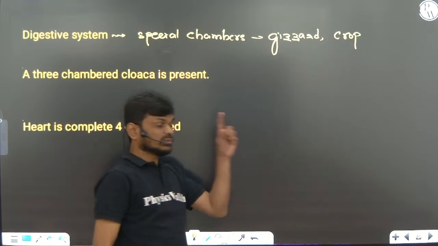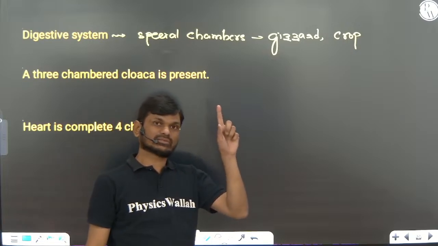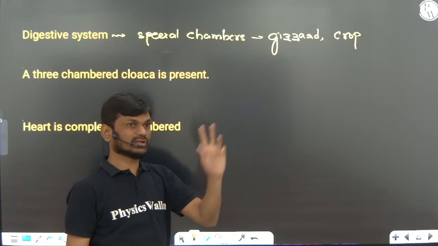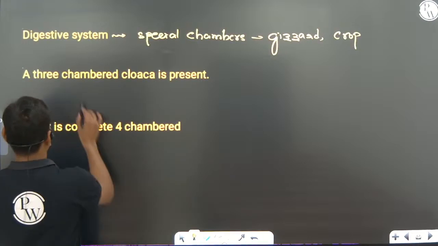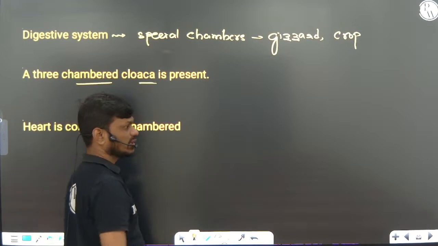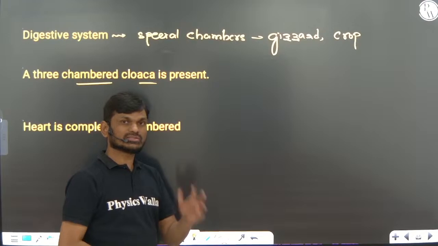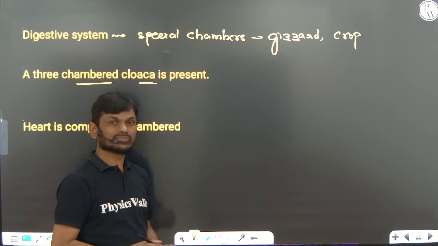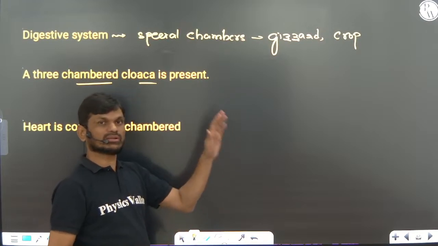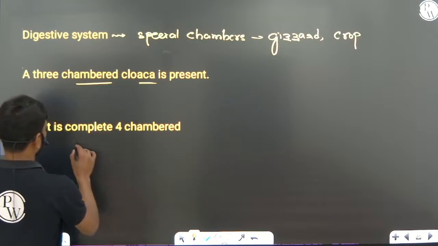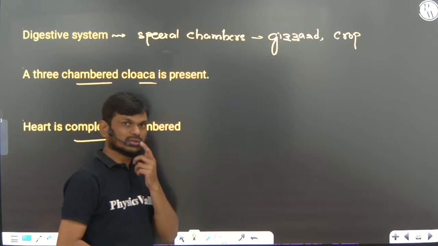So this is also one of the characteristic features of insects, right? Insect, cockroach, we studied that. And a three-chambered cloaca is present, the cloacal chamber. The urinary system, circulatory, digestive system, and reproductive system open into that common chamber, the cloaca. A four-chambered heart, two atria and two ventricles, is present.